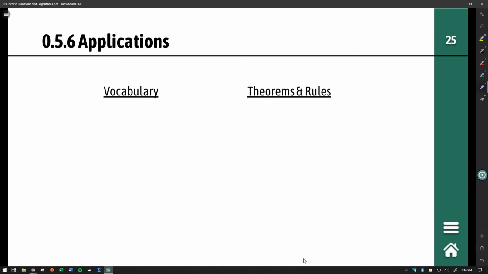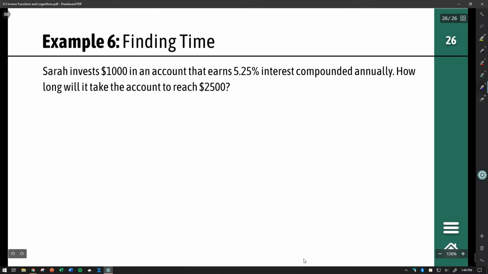All right, now that we have logarithms learned and studied, let's take a look at how they can apply here in video 0.5.6. No new vocabulary, no new theorems or rules. Here's an example. Sarah invests $1,000 in an account that earns 5.25% interest compounded annually. How long will it take the account to reach $2,500?